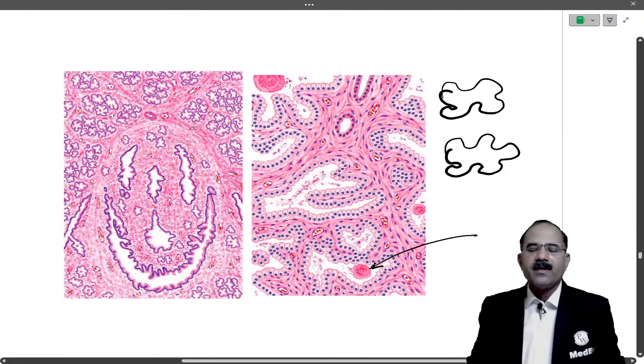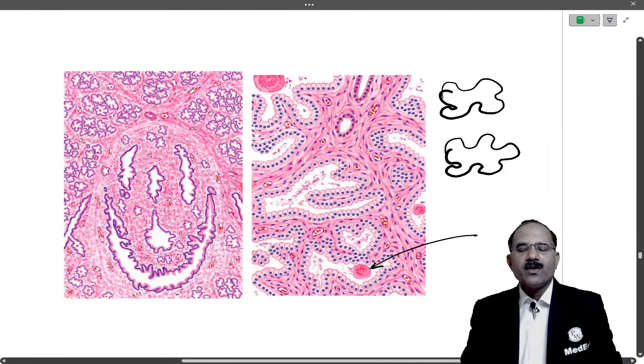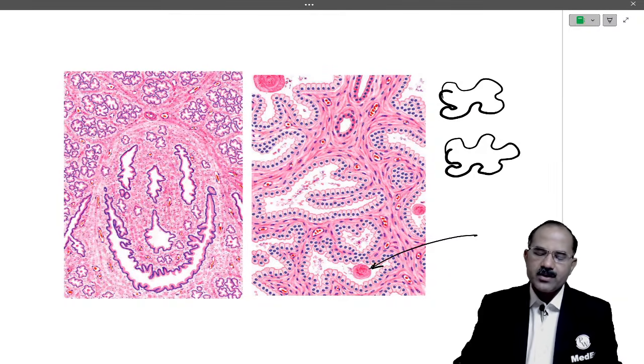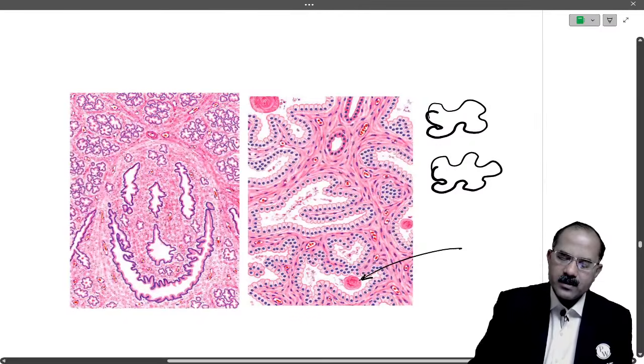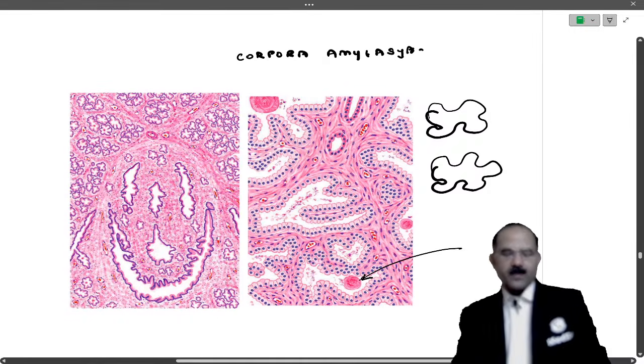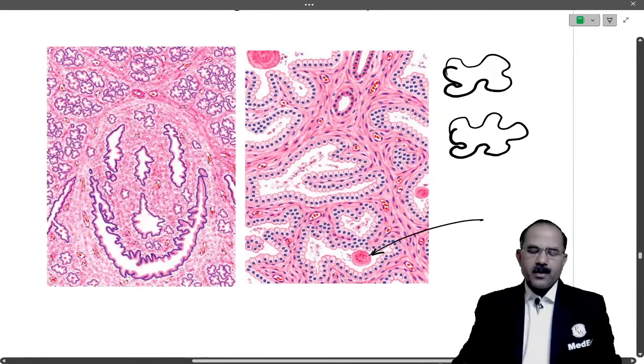What are these red things? Prostatic concretions. Yes, very good. These are known as prostatic concretions. What is this also known as? This is known as corpora amylacea. Okay, so this is known as corpora amylacea.